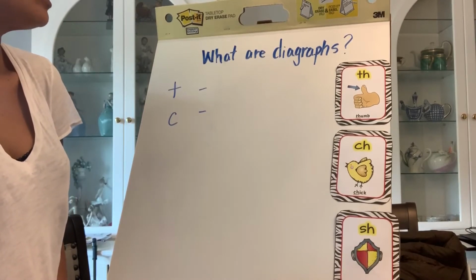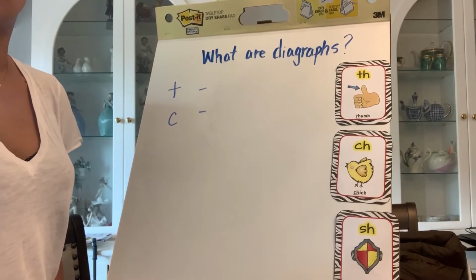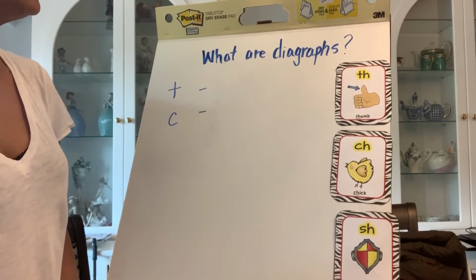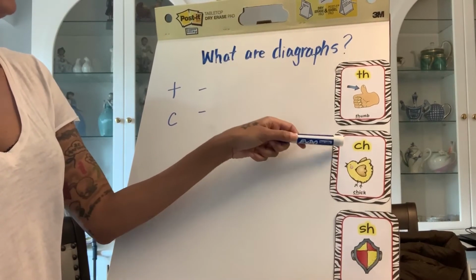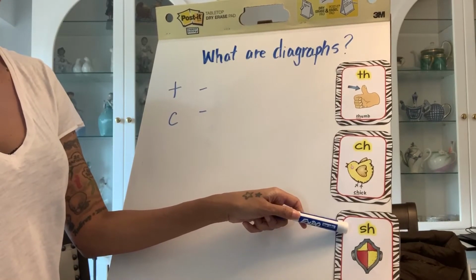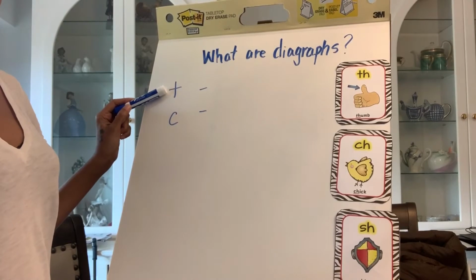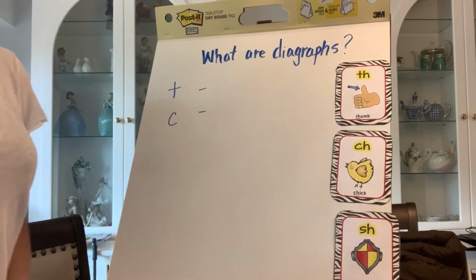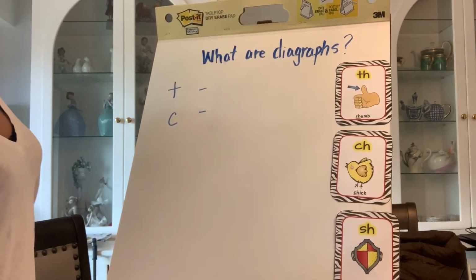The question we want to ask is, what are digraphs? Digraphs are two letters that come together, but they only make one sound, like TH, th, CH, ch, and SH, sh. You may say, wait, Miss Saxon, this is just the letter T and C. Well, you're right. And we're going to talk about these two words so we can see how digraphs are formed.